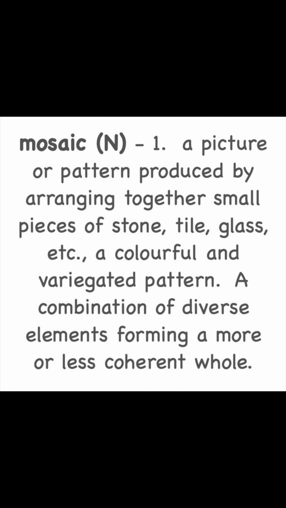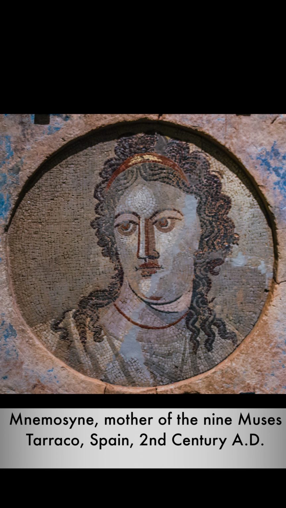A word derived from the Muses that has an interesting relationship to museum is mosaic. Oxford defines it as a picture or pattern produced by arranging together small pieces of stone, tile, glass, etc., a colorful and variegated pattern, a combination of diverse elements forming a more or less coherent whole. We have already seen a mosaic of Mnemosyne, mother of the Nine Muses, from the 2nd century in Tarraco, Spain.